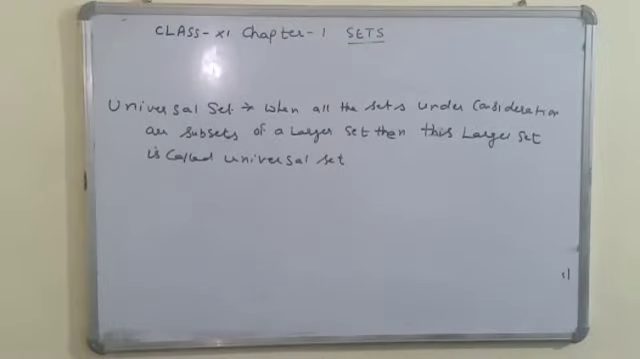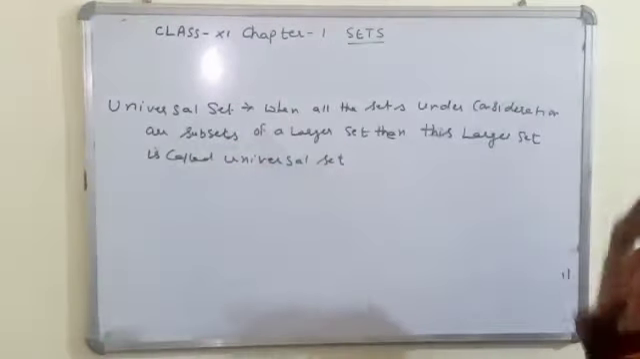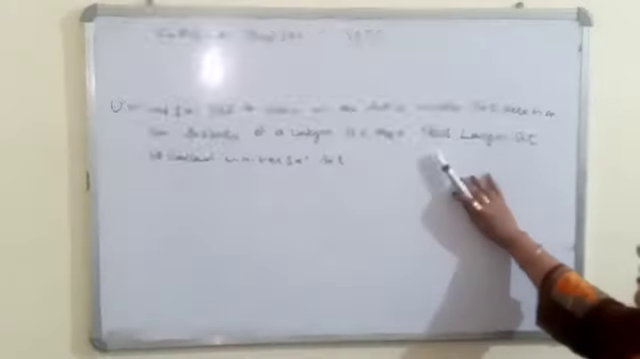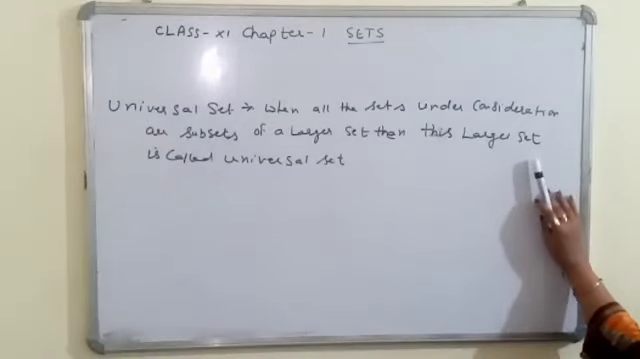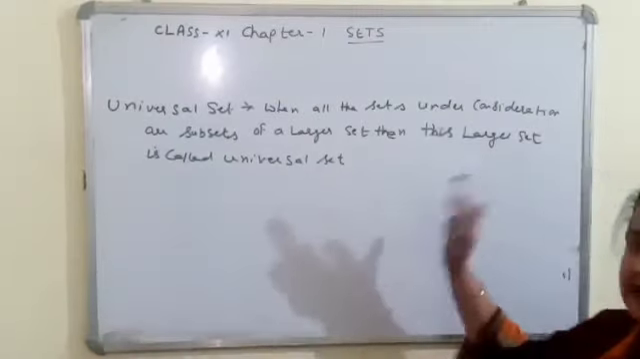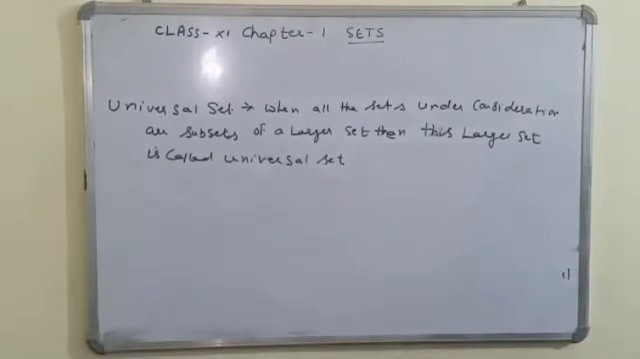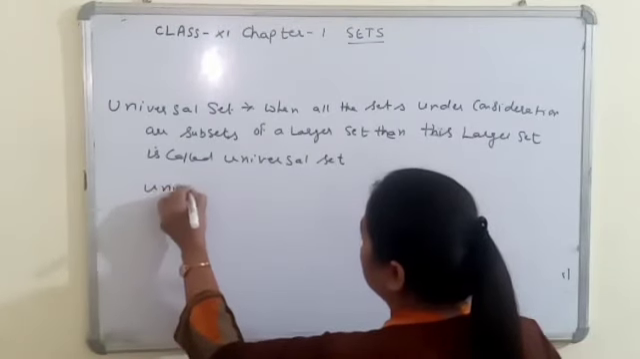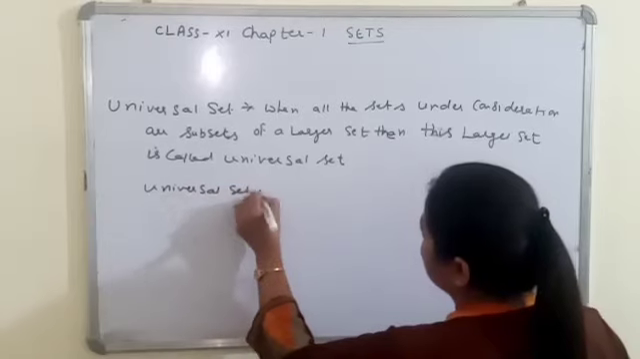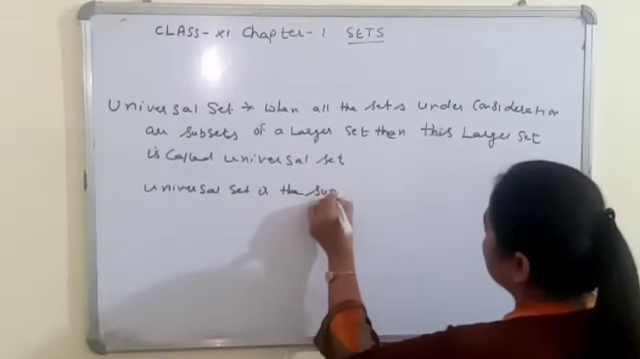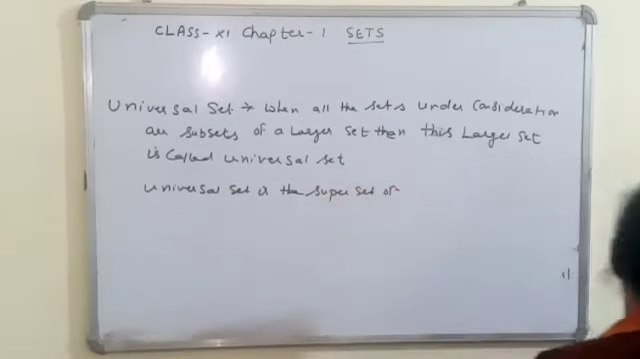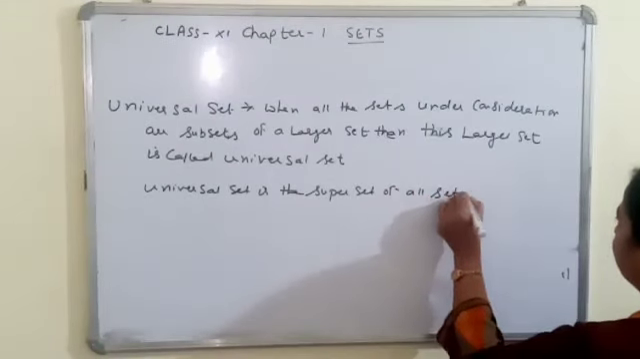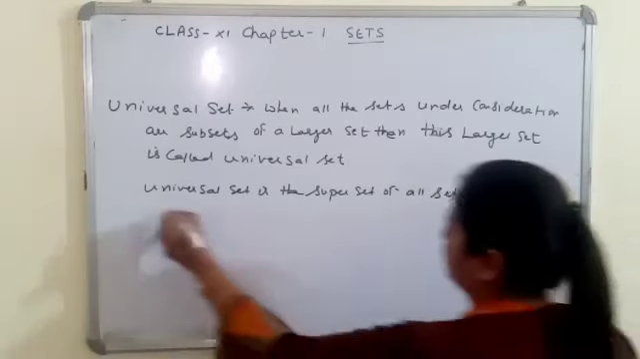Now the next topic is the definition of the universal set. What is the universal set? When all the sets under consideration are subsets of a larger set, then this larger set is called the universal set. In other words, we can say the universal set is the superset of all sets under consideration.